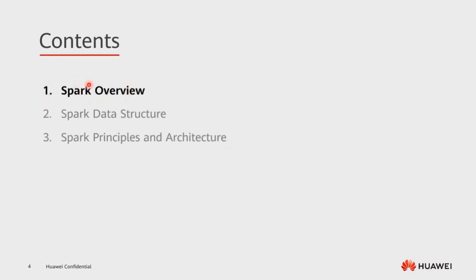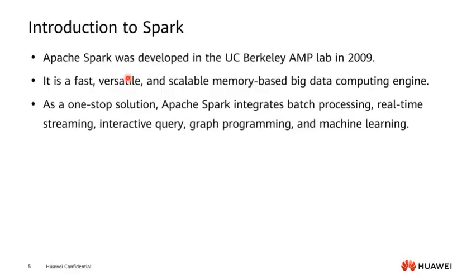Firstly, let's see what Spark is. Apache Spark is a lightning-fast unified analytics engine for big data and machine learning. It was originally developed at UC Berkeley in 2009. It can combine big data with machine learning to solve practical problems, and I will introduce it later.